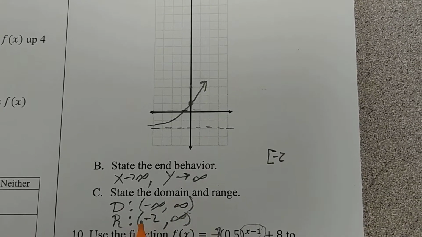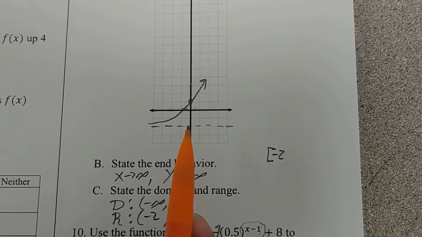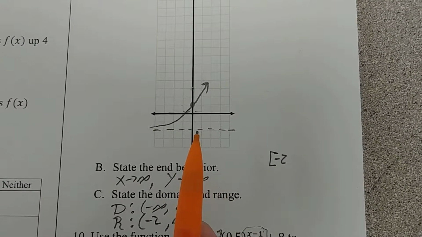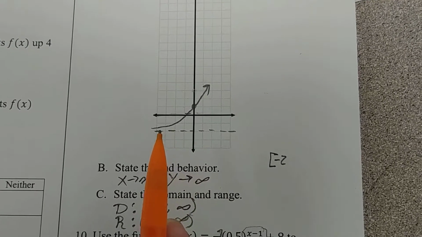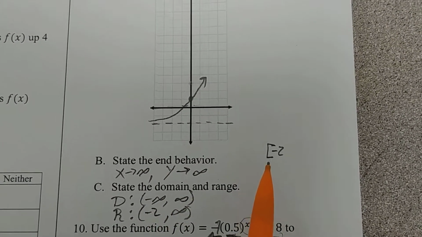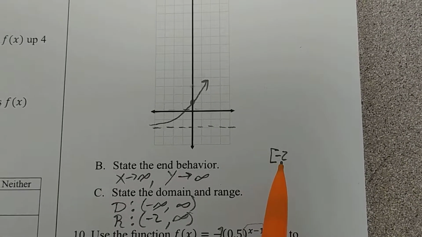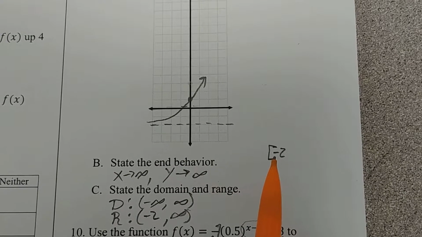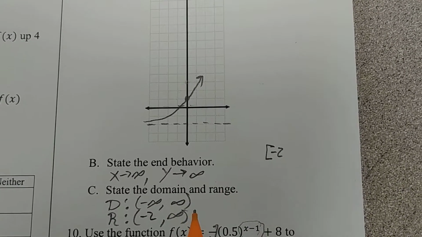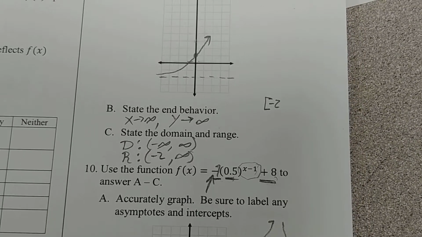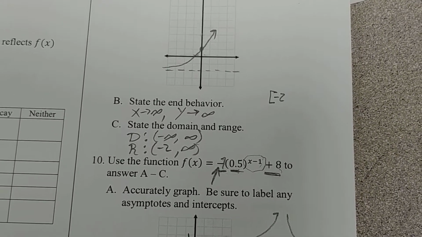My range, well, notice it doesn't go farther down than -2. -2 is the lowest it'll go, but it's not going to touch -2. That's why we're going to use parentheses at -2. If we were to use a bracket at -2, that means that it's touching -2, but it's not going to touch -2. Okay, and it's going to go up to infinity. So that's my domain and range.